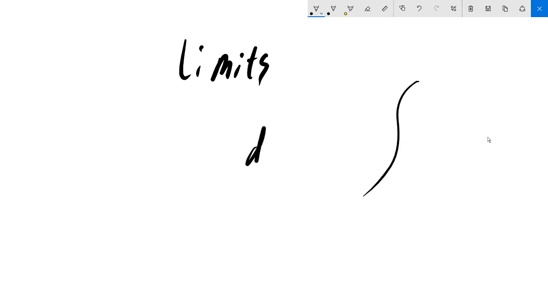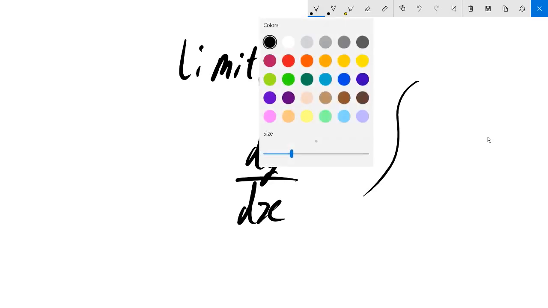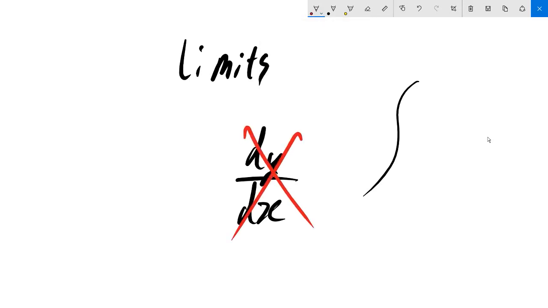Hello, and today we're going to be talking about limits. Limits is part of calculus. Calculus is more famously known for integral and derivative, but we won't be looking at these two today. We're just going to look at limits.